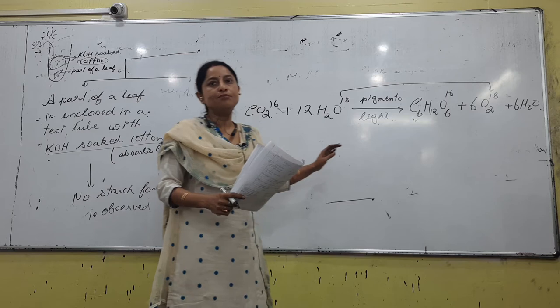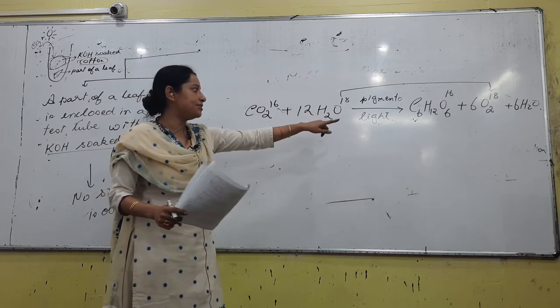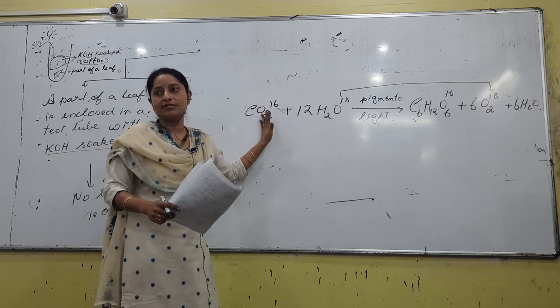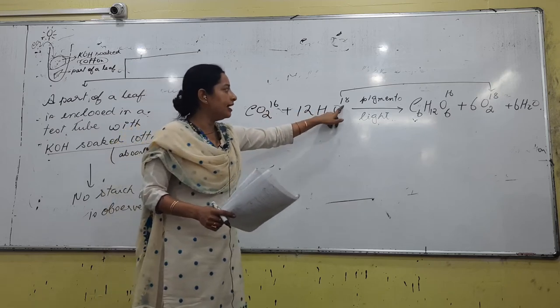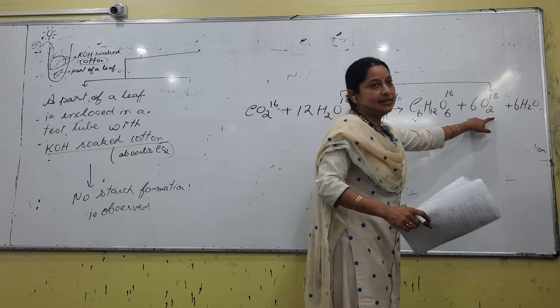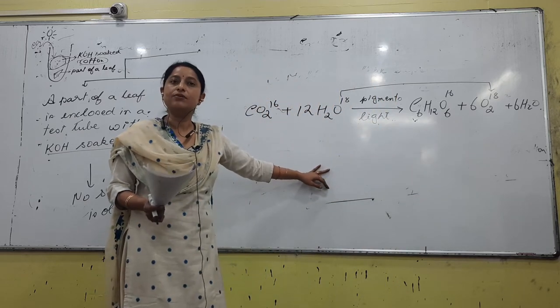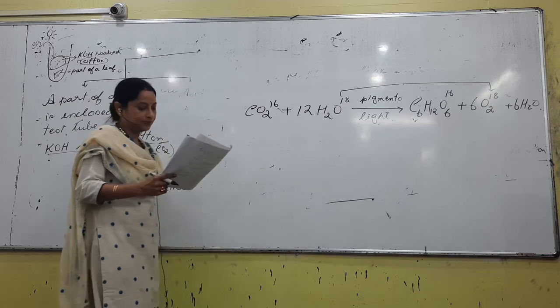Right. So what did they prove? They proved that oxygen that is liberated during the process of photosynthesis comes out from water and not from carbon dioxide. They proved it using H2O18. So what isotope did they use? Isotope of oxygen. Which isotope? 18. Right? Okay.